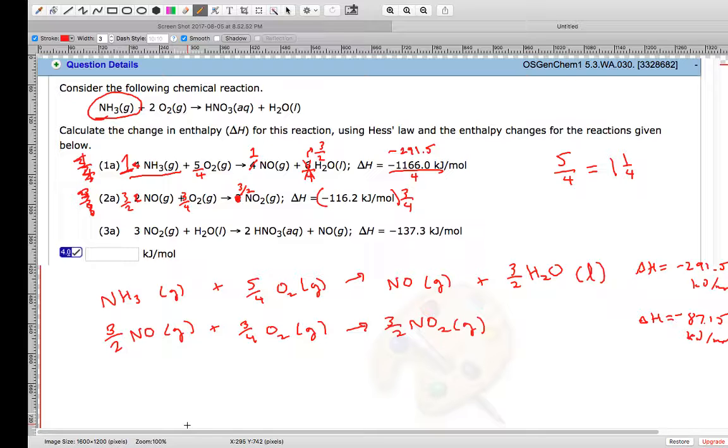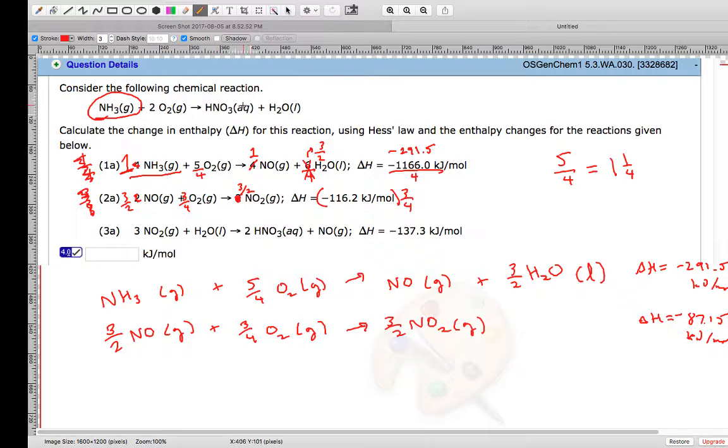molecules or atoms. Okay, so now I have an NH3, that's good. I have 1 1/4 oxygens plus 3/4 oxygens, oxygen molecules. So that makes 2 oxygen molecules, that's good. I mean 2 moles of oxygen molecules, that's good.